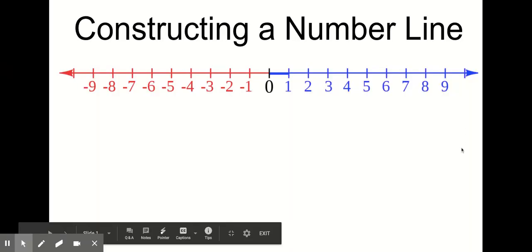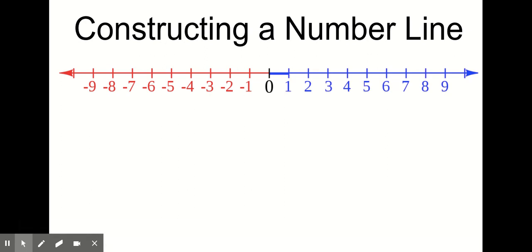Hi guys, so today we are starting lesson 1 in module 3, which is all about rational numbers, and our very first lesson is about number lines and just getting familiar with using horizontal and vertical number lines. And so I'm just going to go over some vocabulary terms that are very important for you to know, and I'm going to just explain some things about the number lines for you.